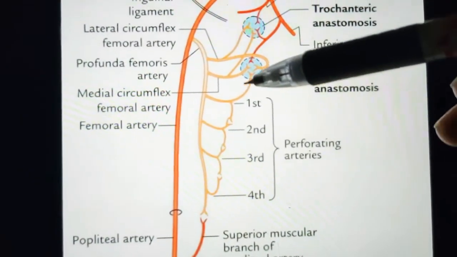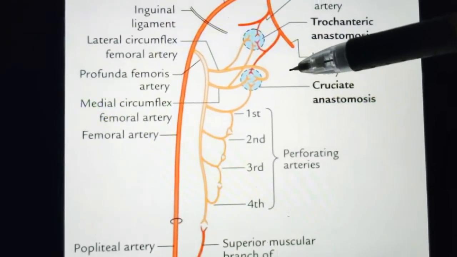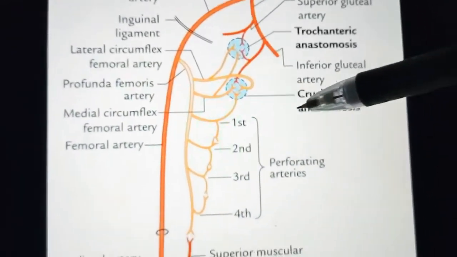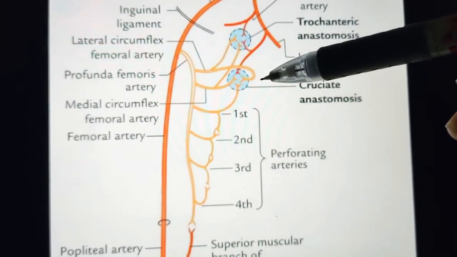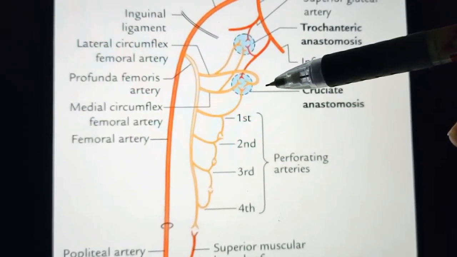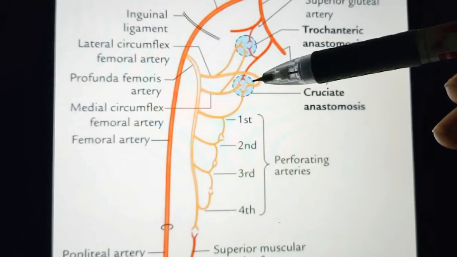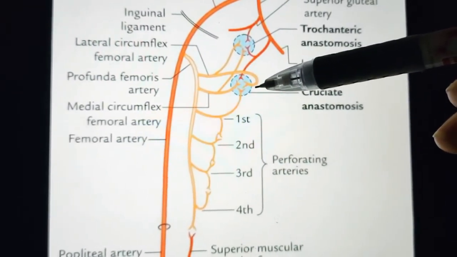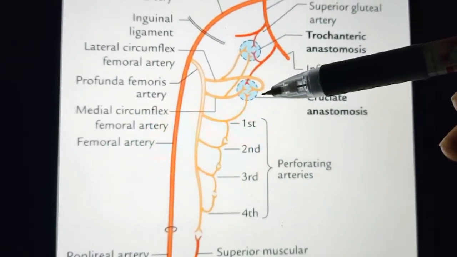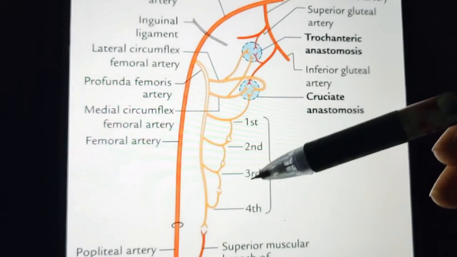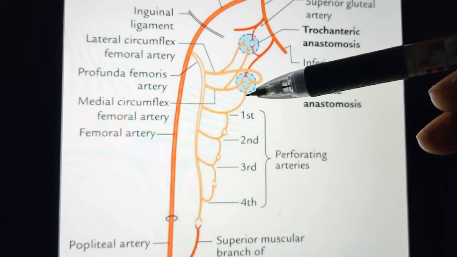The cruciate anastomosis is situated over the upper part of the back of the femur at the level of the middle of the lesser trochanter. So remember, you see the trochanteric anastomosis at the trochanteric fossa, and the cruciate anastomosis at the middle of the lesser trochanter. It is formed by an anastomotic branch of, again, the inferior gluteal artery. You can see here the inferior gluteal artery is also taking part. So from above by the inferior gluteal artery, and by the ascending branch of the first perforating artery. You can see these are the four perforating arteries. So from the first perforating artery also one branch will come here.